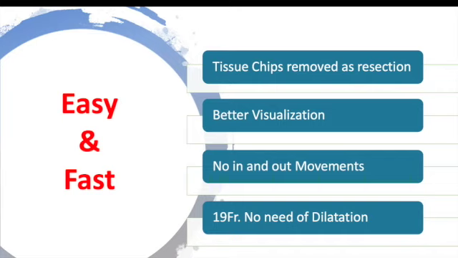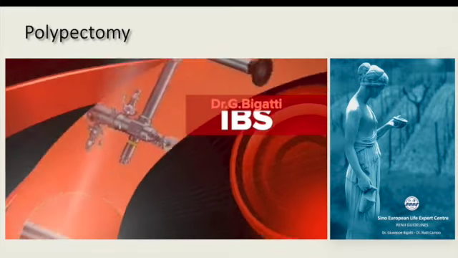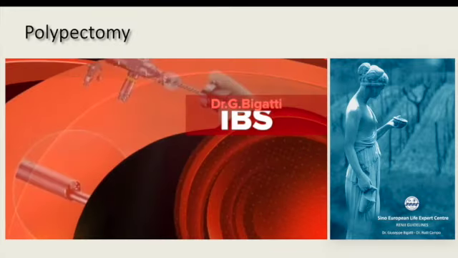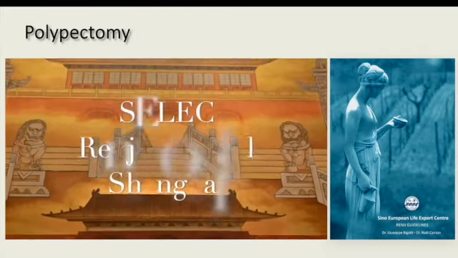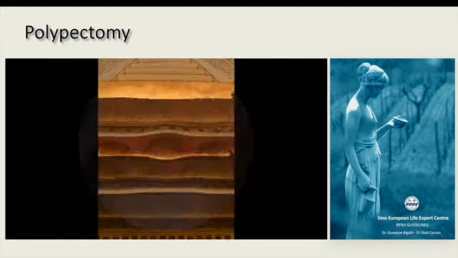With the shaver, you go inside the cavity, you place your device, you start activating the device, and you finish the procedure without going out of the uterine cavity. Additionally, with the introduction of the 19 French shaver, there is no need in most cases for dilatation. This video, which is a video of a polypectomy, shows you all these features of the shaver.